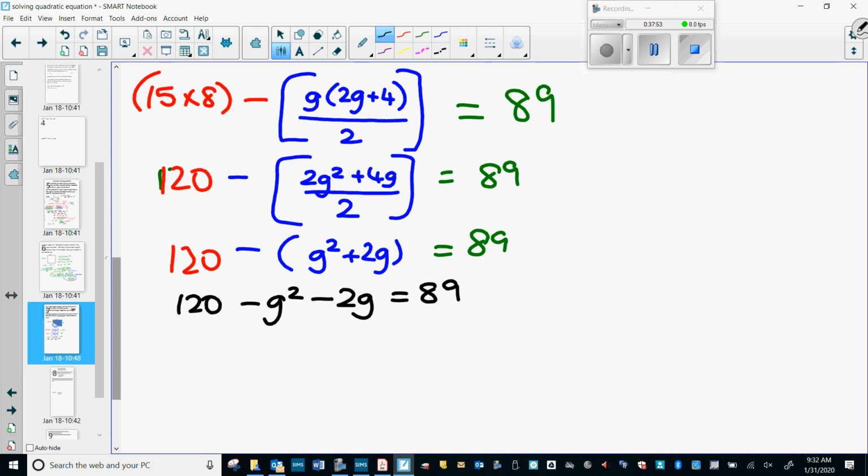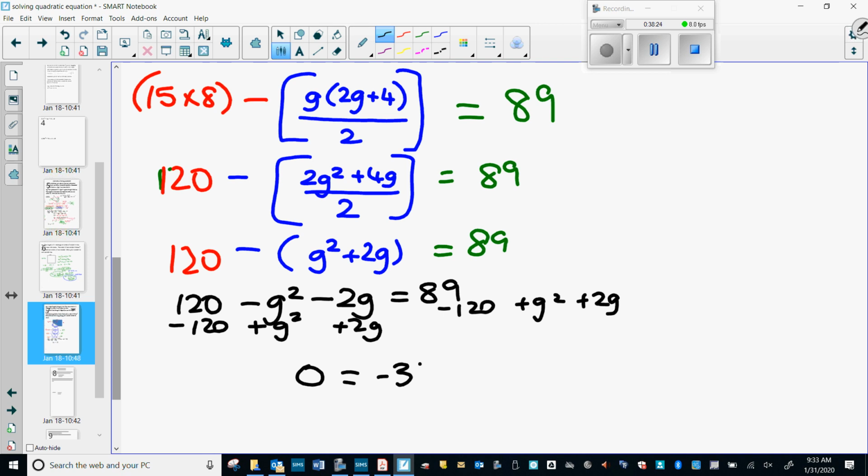Okay. Now, as I say, I can't say it enough. I don't like negative G squared, so I'm going to move these three things to join the 89. I'm going to take away 120 from both sides, add G squared to both sides, and add 2G to both sides. So this is all gone. That's a 0. What's 89 subtract 120? Minus 31. Nice. And then we've got plus G squared plus 2G.